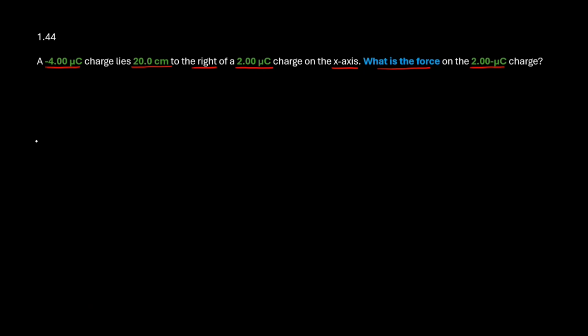So here you have a negative 4 microcoulomb charge which is lying to the right of the 2 microcoulomb charge. If I draw the 2 microcoulomb charge here and call it Q1, you have the negative 4 microcoulomb charge lying to the right of it. We will call this Q2, and the distance between them is 20 centimeter, which we call R. We need to find the force on charge Q1.